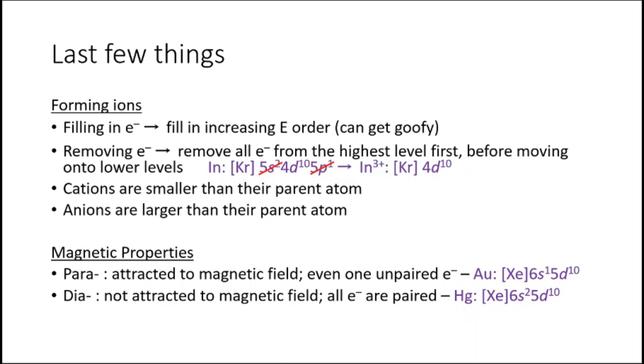And so the last little bit here when it comes to forming ions, which you should always keep in the back of your mind, is that cations, or positively charged ions, are always going to be smaller than their parent atom. And the reason for that is, remember, cations exist whenever you remove electrons from the atom. And so if you're removing electrons from a many electron system, you are decreasing the electron-electron repulsion.